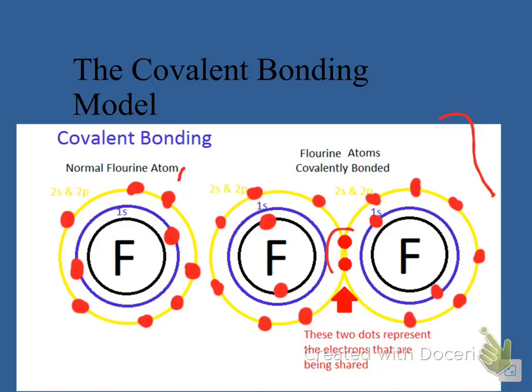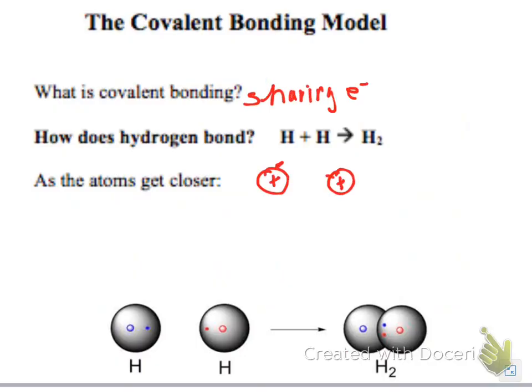So what happens is 2 of those electrons end up becoming a shared pair between the 2 atoms. Okay? And they still have the other 6 that are not shared. And that becomes the bond. That's the covalent bond. Okay, so what is a covalent bond? Well, it's the sharing of electrons. And why does it bond?